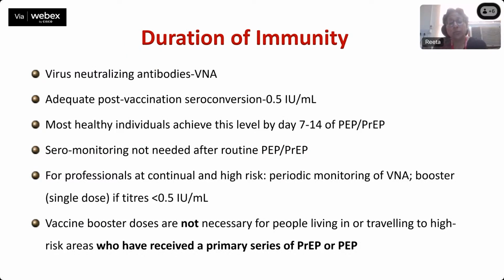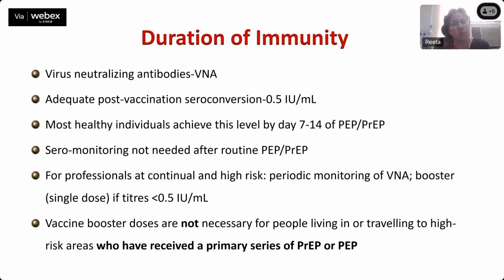Now, many of you may ask, what is the duration of the immunity? If I have taken one pre-exposure regimen or one post-exposure regimen, should I get any boosters and so on? So the surrogate marker for testing immune response to vaccines is detection of virus neutralizing antibodies. Now, WHO recommends a titer of 0.5 international units per ml or greater to suggest adequate seroconversion following rabies vaccination. Now, most healthy individuals achieve this level by day 7 to 14 of any PrEP or PEP.